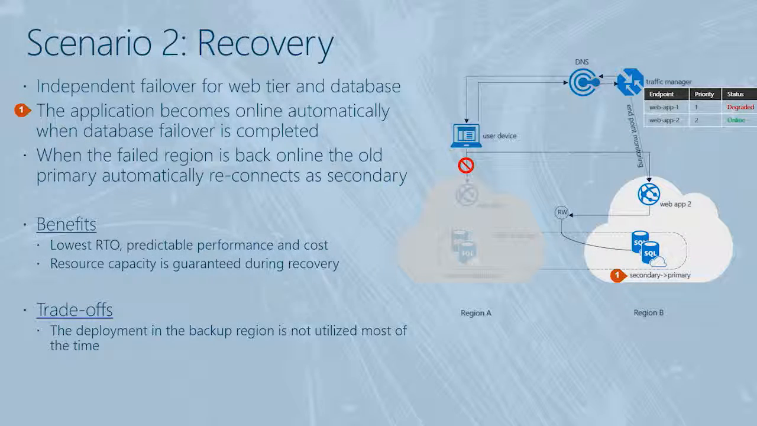So the trade-off in this case is that this secondary region, the application stamp that you deployed there, is essentially a standby. You have to pay for it, but you're not really using it other than to protect. So this effectively makes your deployment more expensive. And in most cases, people use that pattern for applications that are absolutely business critical, that require this for compliance, and have a requirement for the lowest RTO possible.